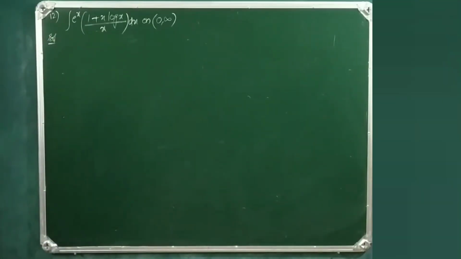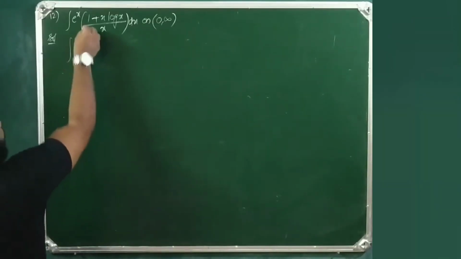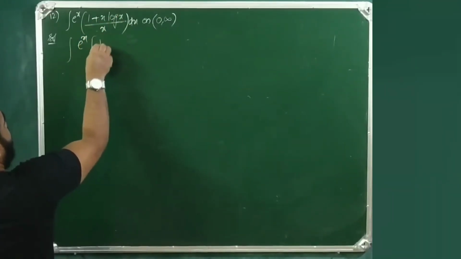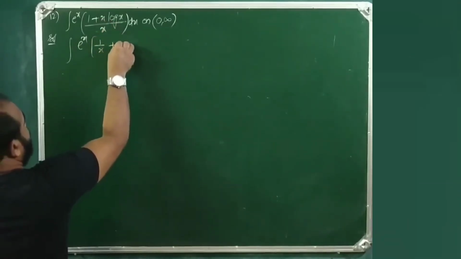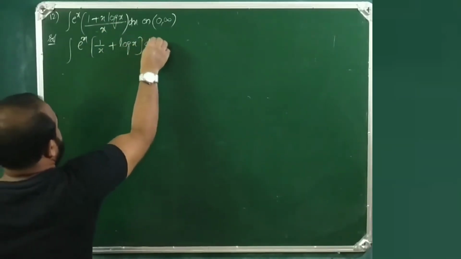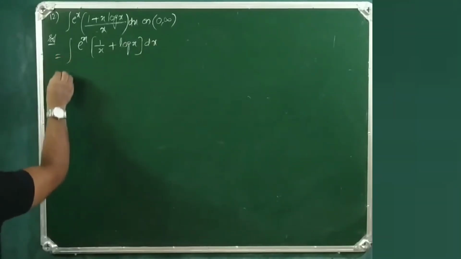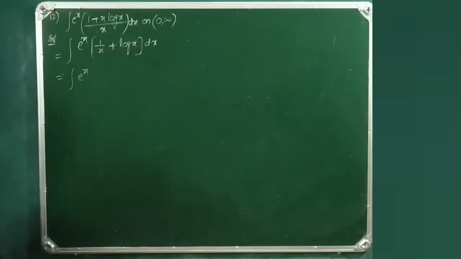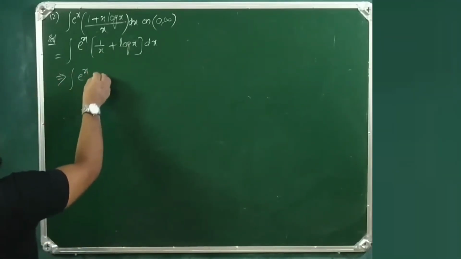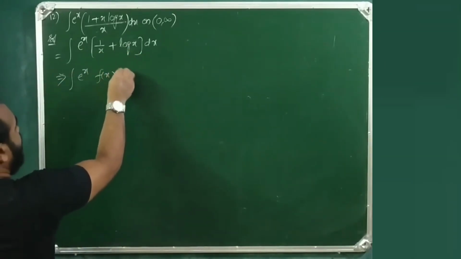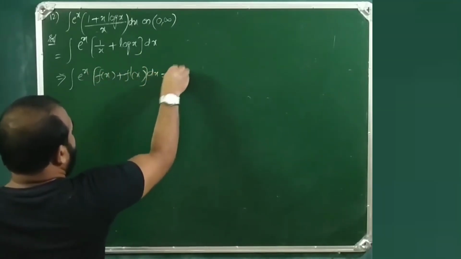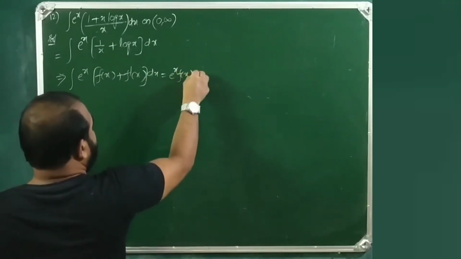Integral of e power x into 1 plus x log x by x dx on 0 to infinity. So let us divide x with both of them. So e power x into, 1 by x, and x by x is 1, so log x dx. Now this is equals to e power x into log x, whose derivative is 1 by x. So this is of the form e power x into f of x plus f dash x whole dx. So it is equals to e power x into f of x plus c.